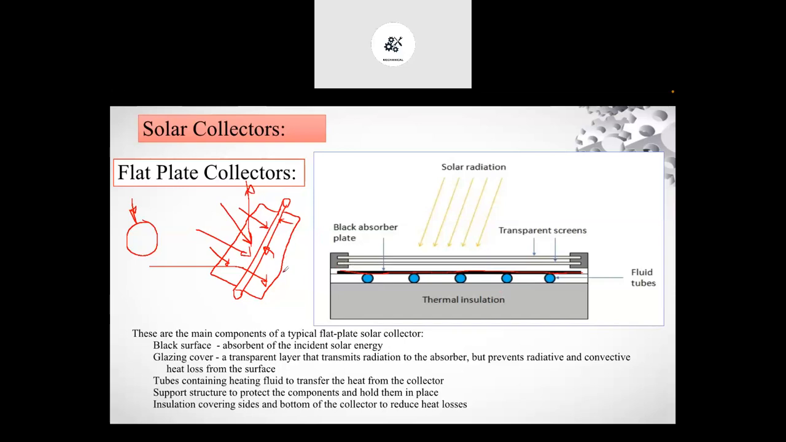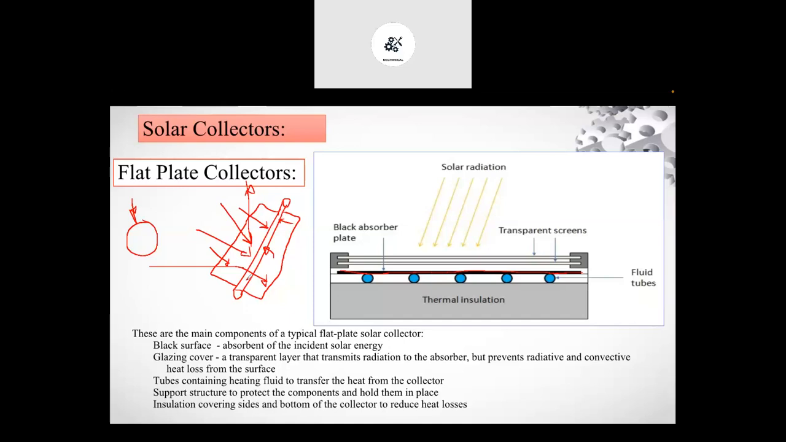Okay, so it will increase the emissive characteristics as well as the absorbent characteristics, and that will cause improvement in the performance of the flat plate collectors. Now, what are the materials? What are the materials we are using?